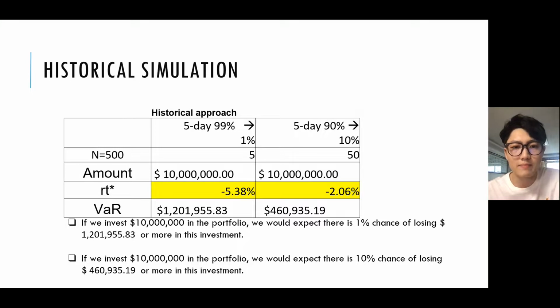If we invest 10 million in the portfolio, we would expect there's a 1% chance of losing $1,221,955.83 or more in this investment. If we invest 10 million in the portfolio, we would expect a 10% chance of losing about 460,000 or more in this investment.